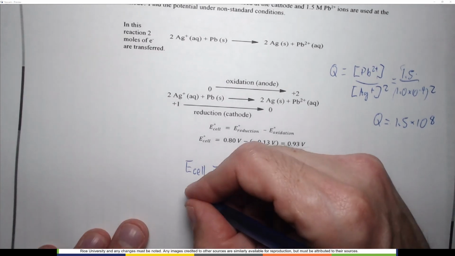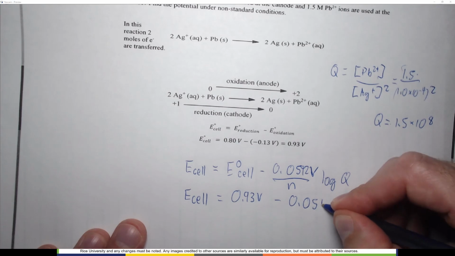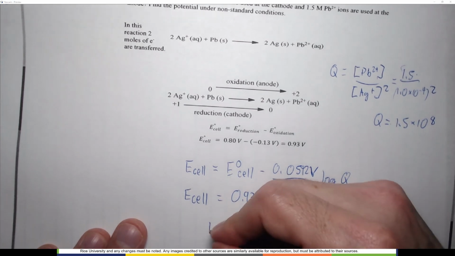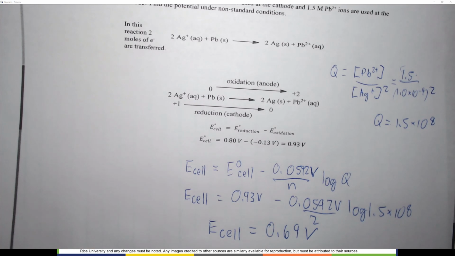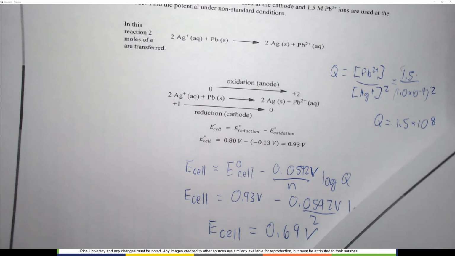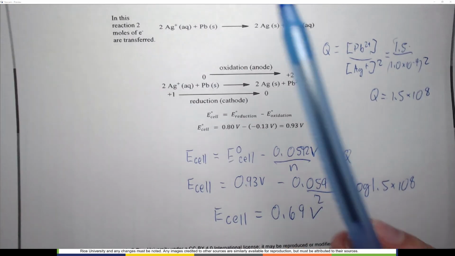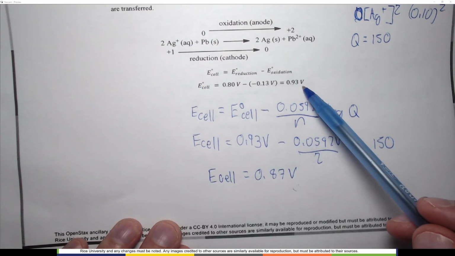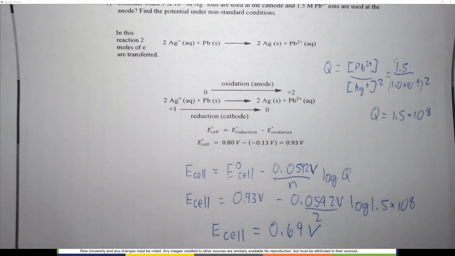So now plugging in down here, the E cell equals the E naught of the cell, 0.93 volts, minus 0.0592 volts divided by the 2 moles of electrons transferred times the log of 1.5 times 10 to the 8th. And when we do that, we find that the E cell is equal to 0.69 volts. So when the concentration of the silver ions becomes 3 orders of magnitude, or 1,000 times less than what it was before, the voltage now drops significantly down to 0.69 volts from 0.93. So when it dropped to 0.1 molar, it went from 0.93 volts to 0.87 volts. When it dropped down 1,000 times more to 1 times 10 to the minus 4 molar, it went down to 0.69 volts. So as you can see, the potential drops for the cell as the chemicals in the battery get used up.